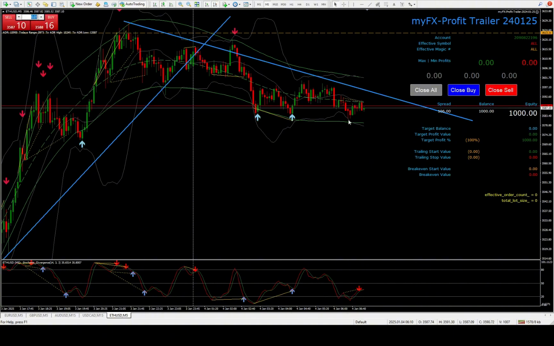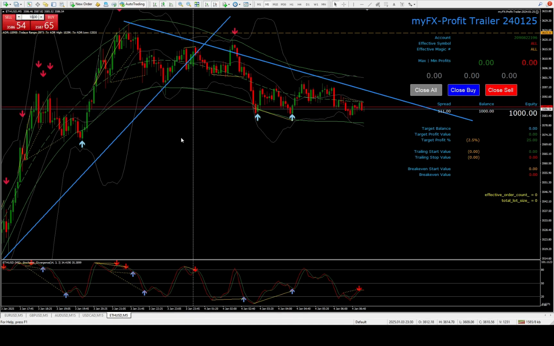For this particular trade, I'm using a demo account with a $1,000 balance. I'll set the take profit target to 2.5% in my custom-made expert advisor called Profit Trailer. When the overall profit of my open orders exceeds $25, they will close automatically.